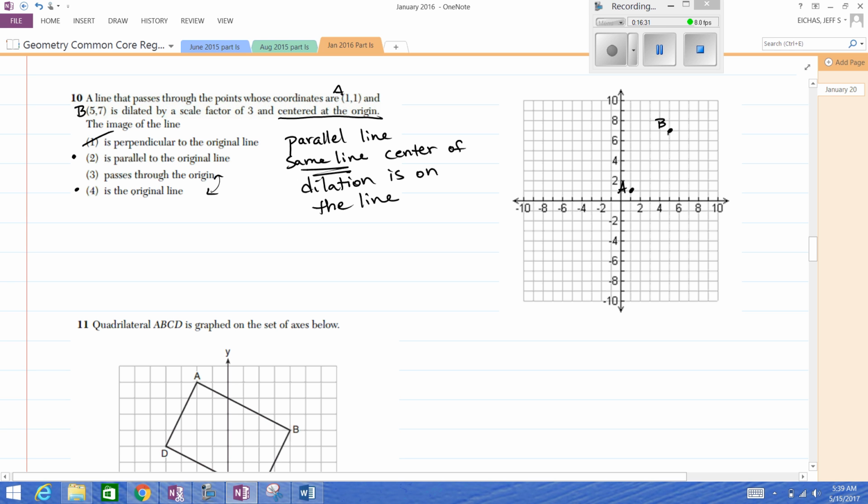Okay, so we get the slope either through the formula or counting, rise over run. All right, the slope of AB.